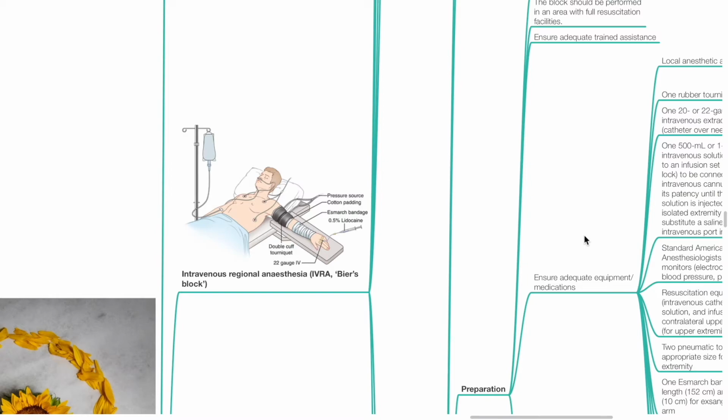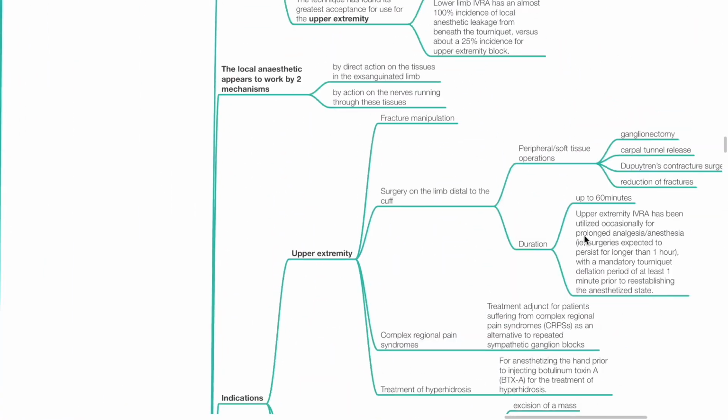Intravenous regional anesthesia or Bier's block. Bier's block consists of injecting local anesthetic solutions into the venous system of an upper or lower extremity that has been exsanguinated by compression or gravity and that has been isolated by means of a tourniquet from the central circulation.